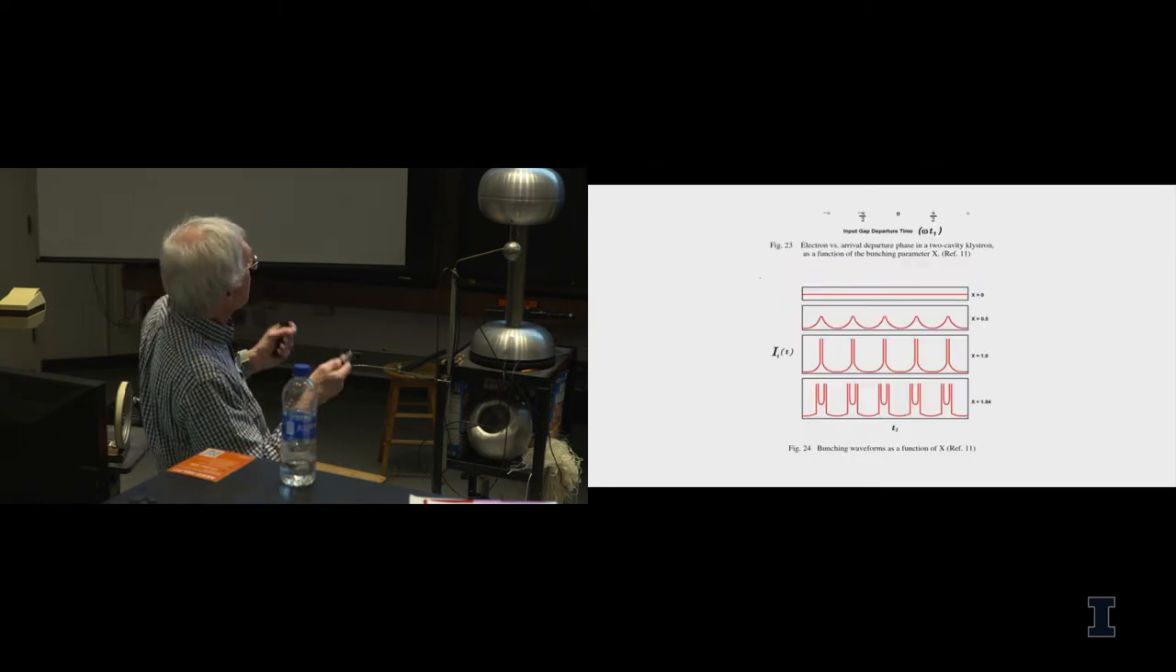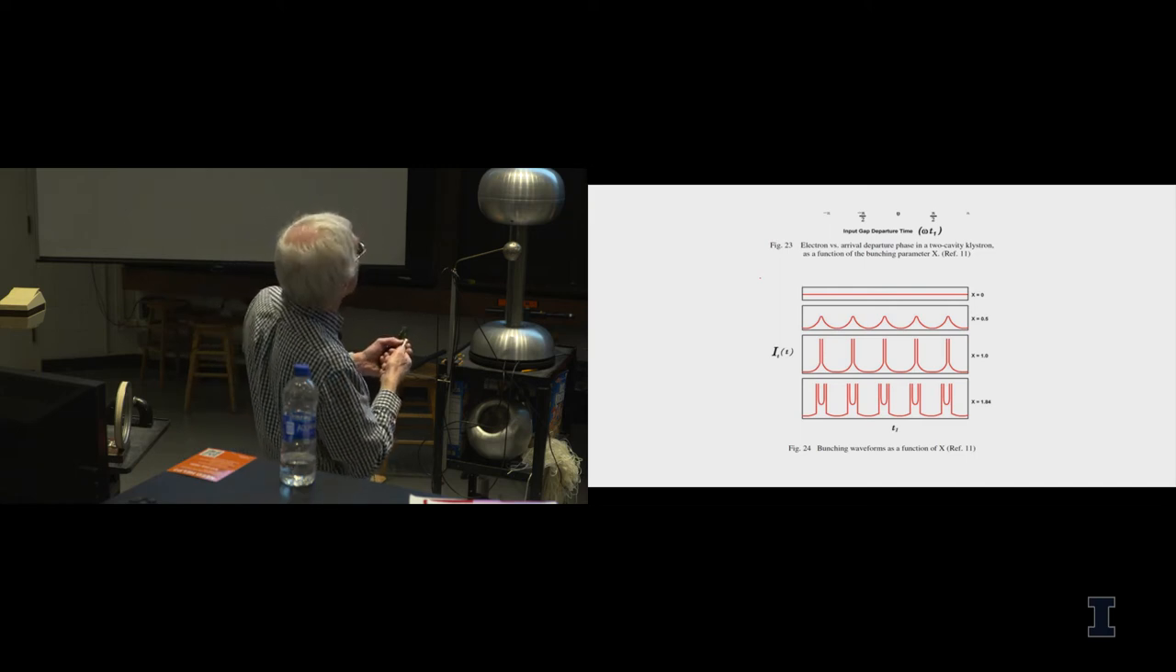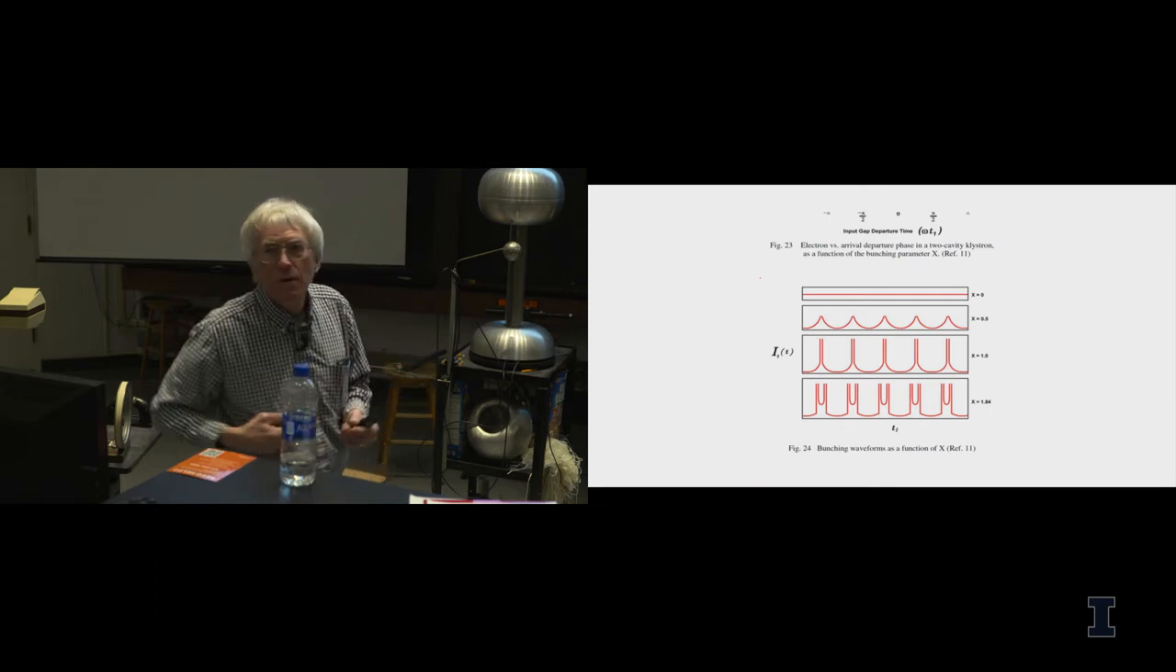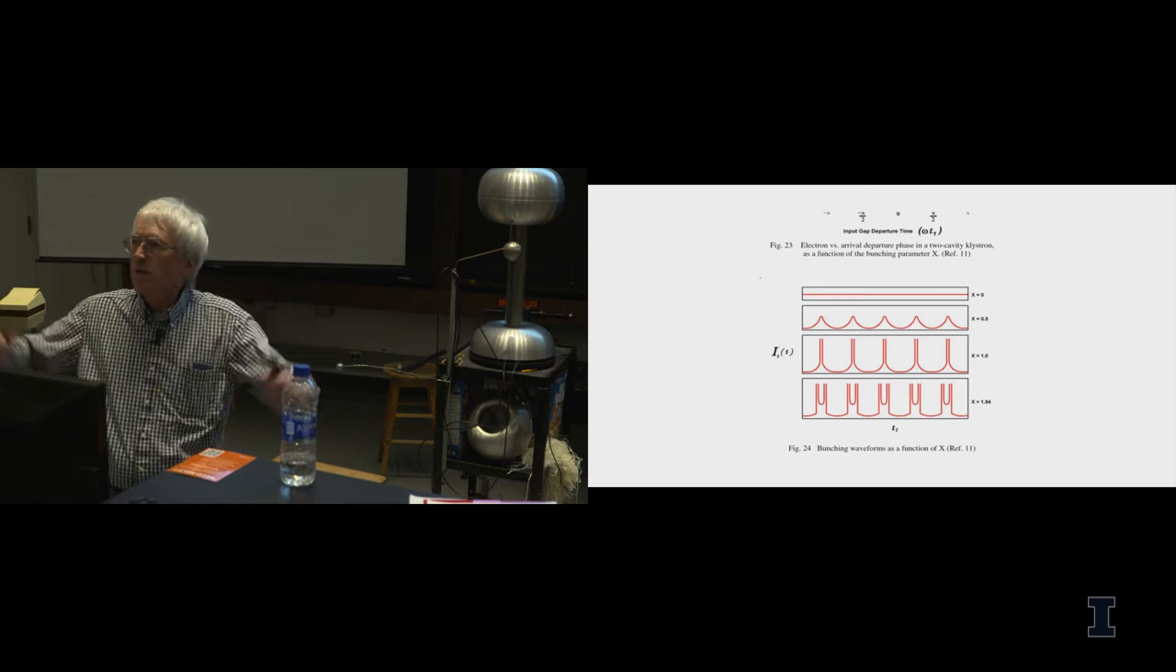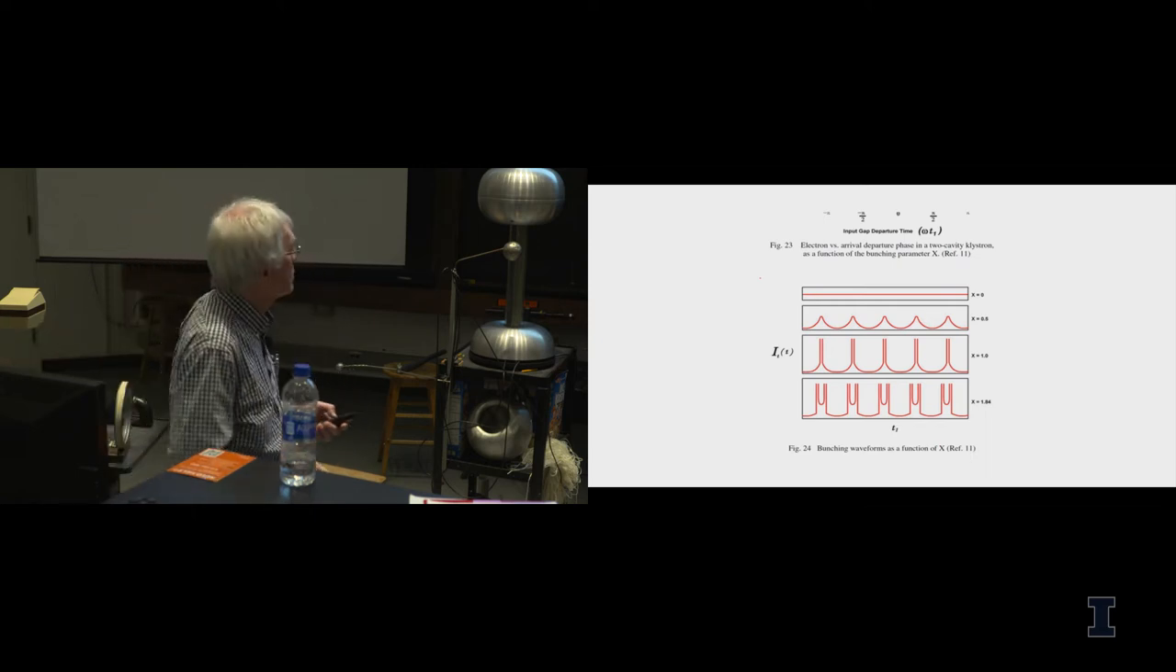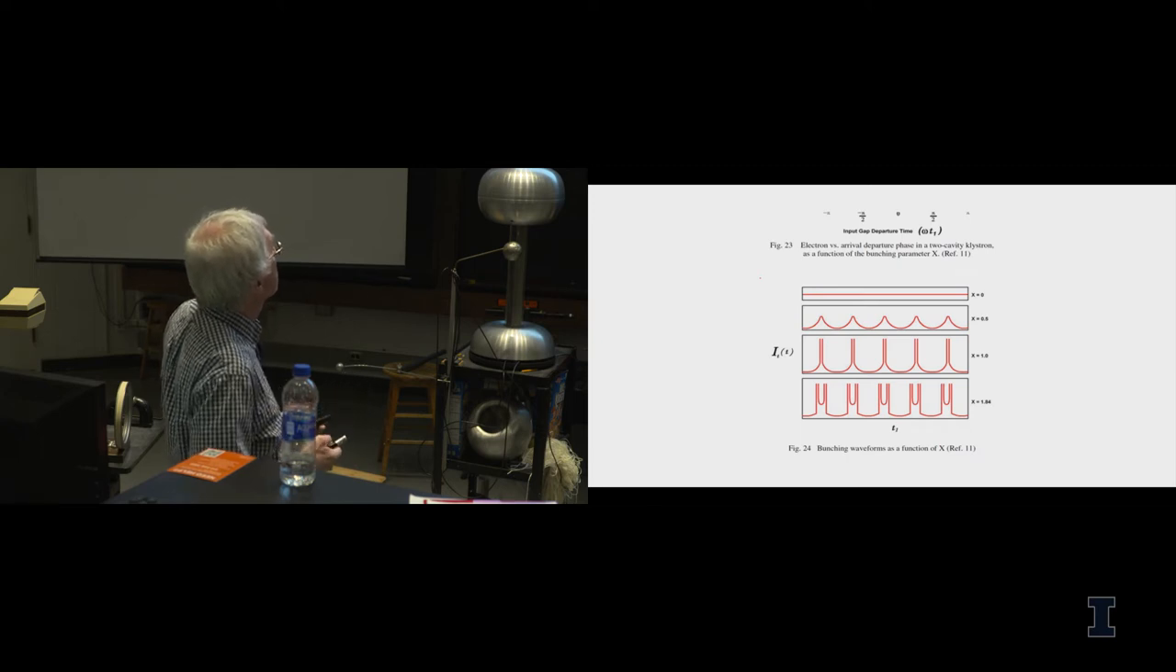And this is just another little thing here. It just shows the kind of bunching that happens. You start out velocity modulated with no bunching. You go a little ways, you get some bunching happening. You get perfect bunching right here. And then if you go too far, that stretches out and unbunches on you. So the idea is to put your extraction cavity right there.